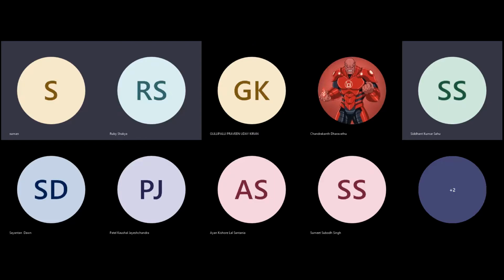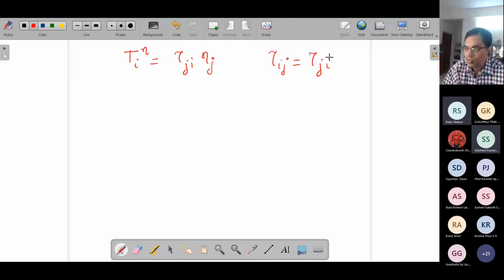Considerations. Tau ij equal to tau ji. That is the symmetry of the stress tensor.